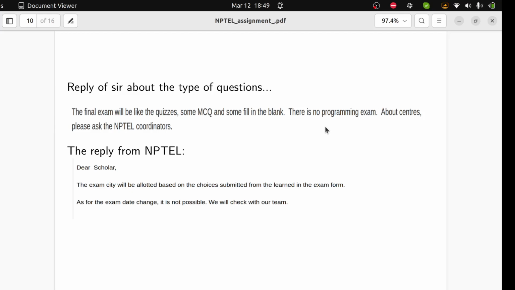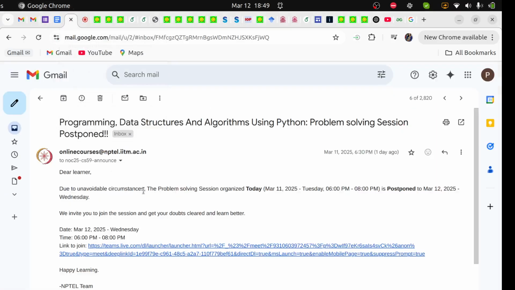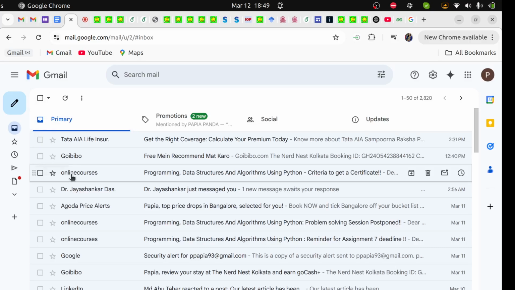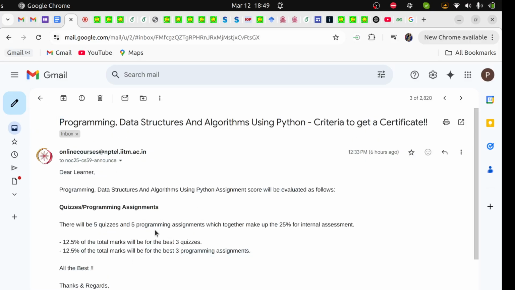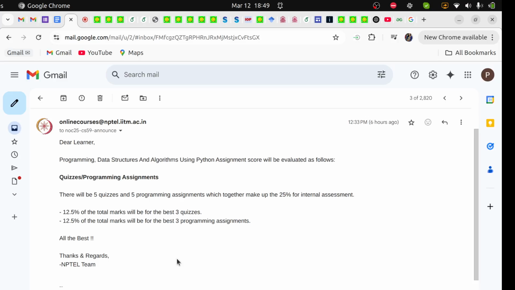One more thing is that this is sir's reply. Sir gave me this type of reply, but I think today itself I got a mail like this. So I am a little confused whether a programming assignment will be there in your exam or not, because this is a criteria to get a certificate. We also got it, ma'am. And that is for internal evaluation.